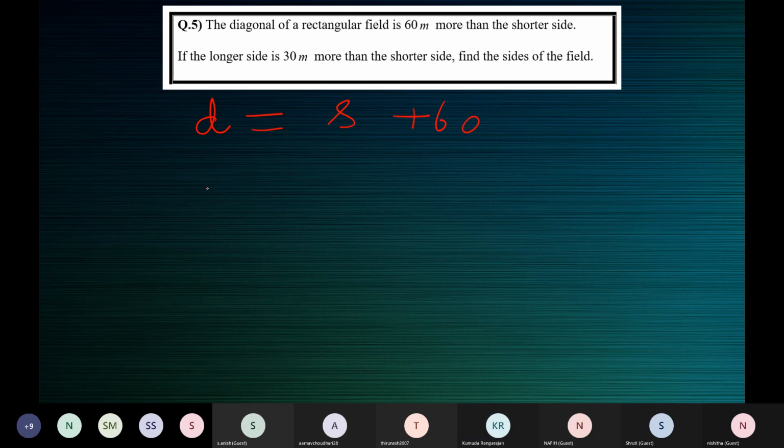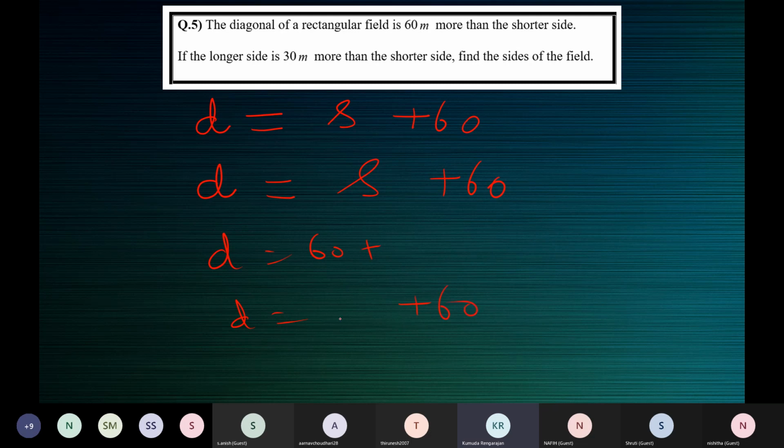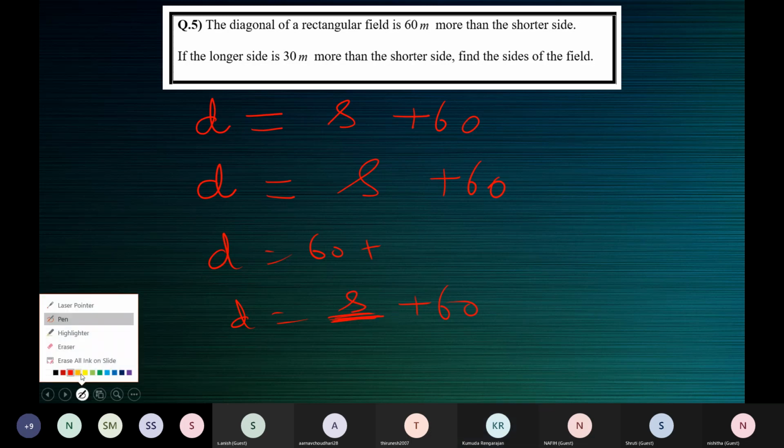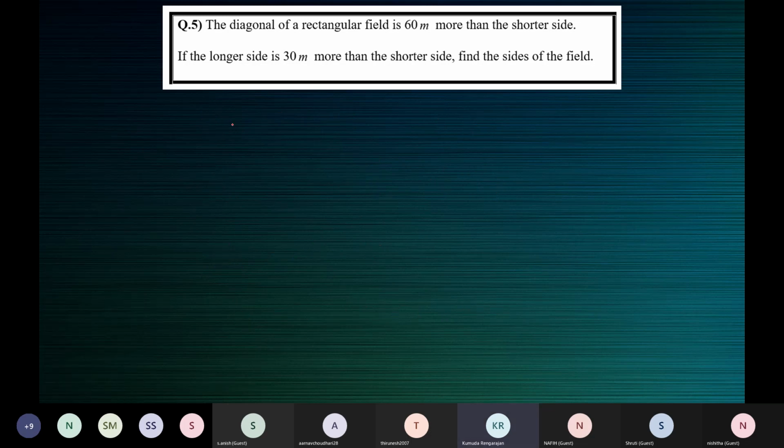See, diagonal is 60 meters more than something, right? So you cannot write d is equal to 60 plus. It's 60 more than something. What is that? Shorter side. Diagonal is 60 more than the shorter side.